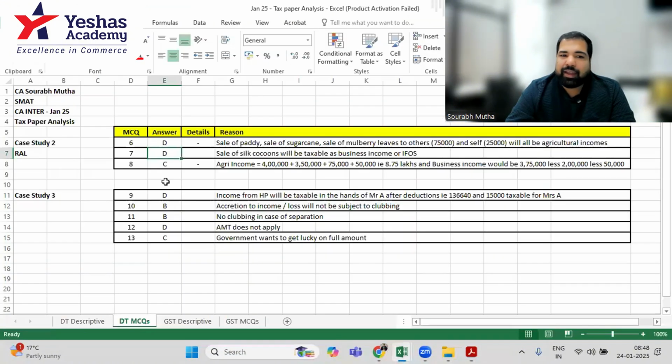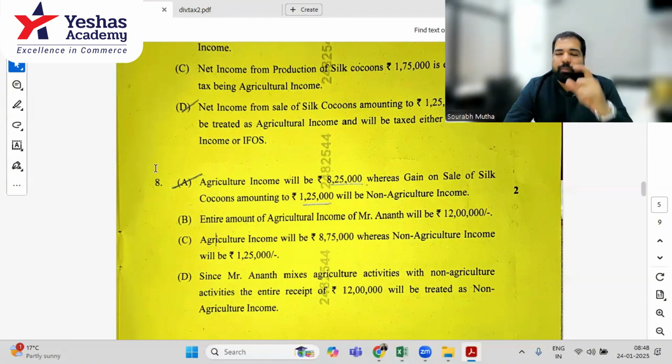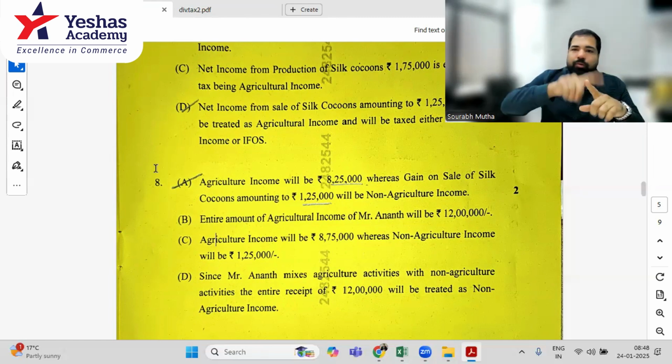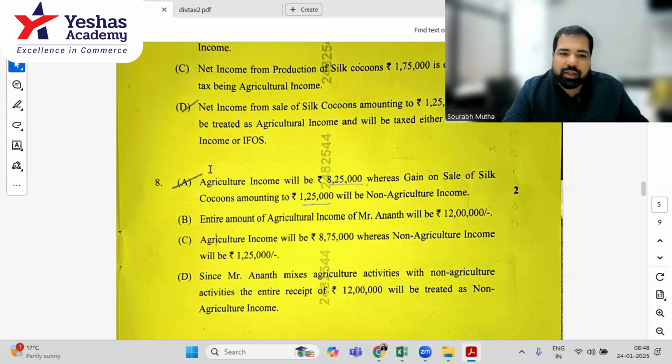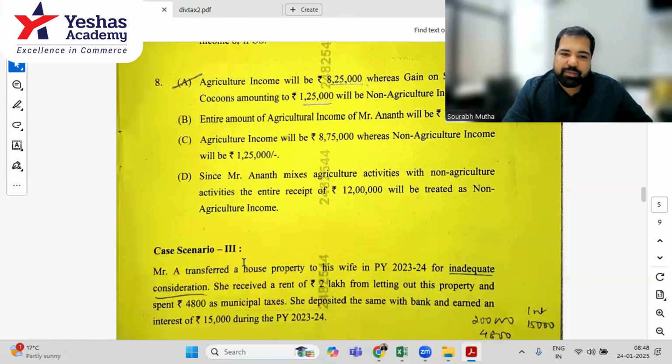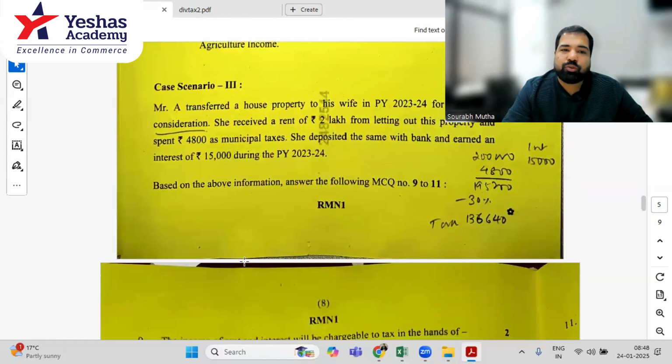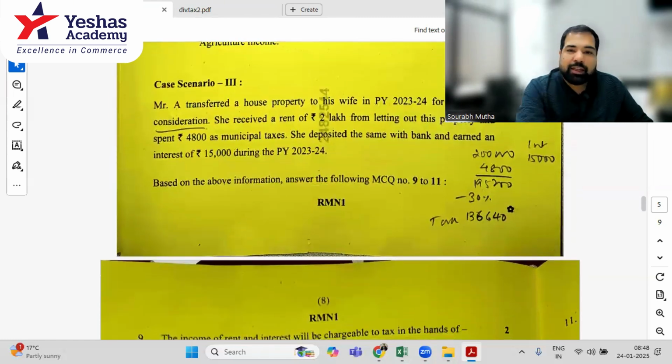Answer is C, 8C. The point is that transfer of mulberry leaves from your agriculture to your business, that is the point that has to be noted well. These are 3 MCQs from this case scenario. Let's move to case scenario number 3. Let's see how well we can do that as well.